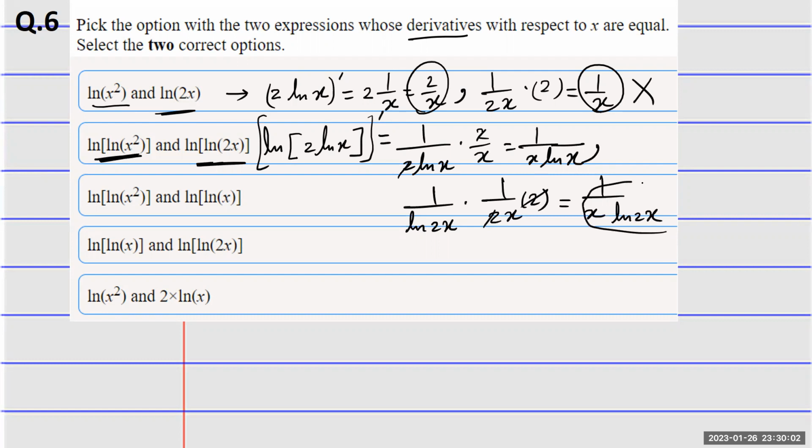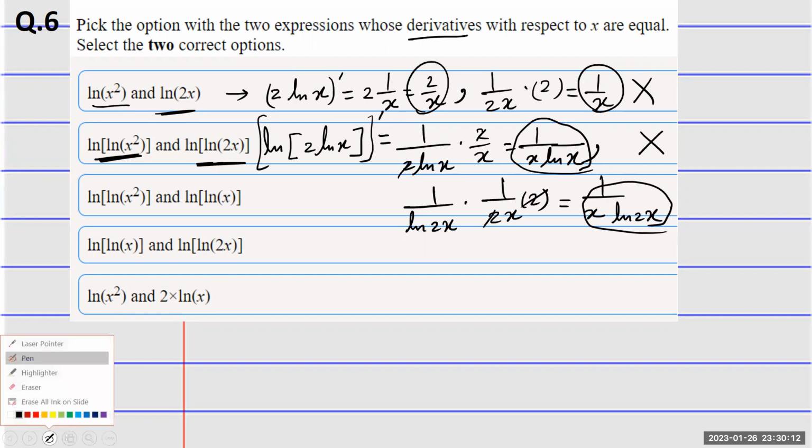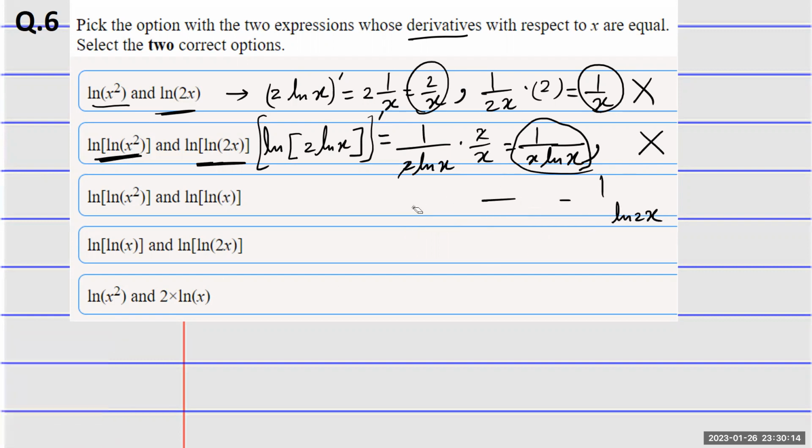Look, these two parts are not the same. This is 1 over x ln x and 1 over x ln 2x. Even the second one is incorrect. Let me try the third one. I hope to be correct this time.